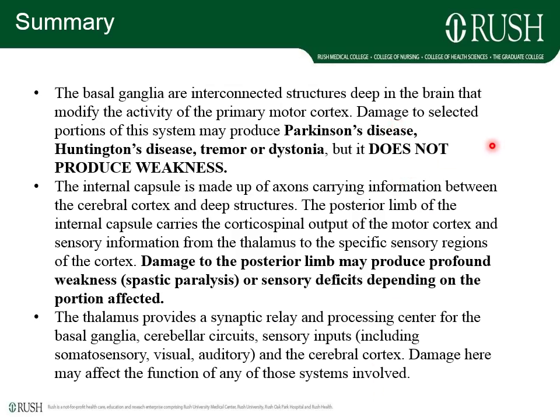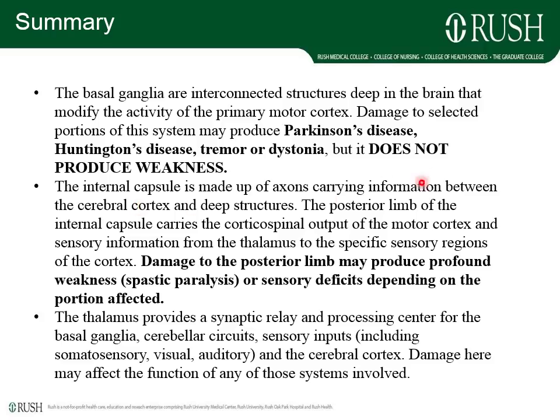In summary, the basal ganglia are interconnected structures deep in the brain that modify the activity of primary motor cortex. Damage to selected portions of this system may produce Parkinson's disease, Huntington's disease, tremor, or dystonia. Damage to the basal ganglia does not produce weakness. It produces these involuntary movements.